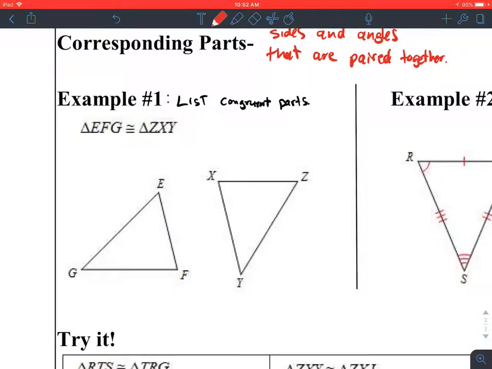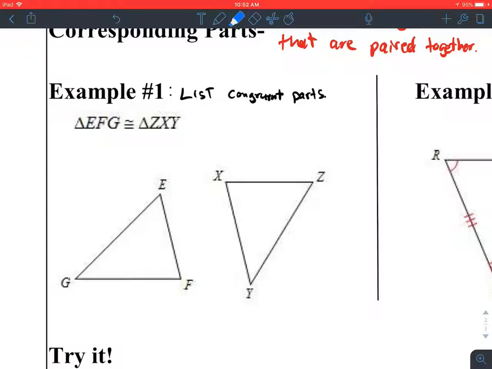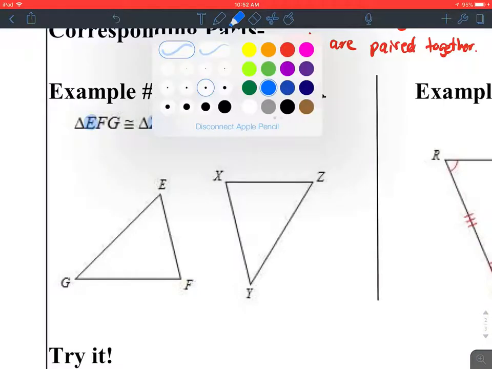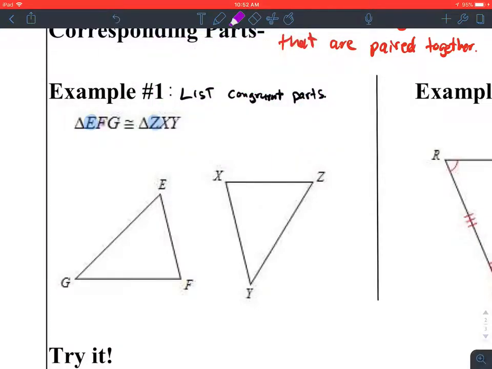Example 1, it says list the congruent parts. We're told that triangle EFG is congruent to triangle ZXY. The order of the letters matters. So E is first. Let's see if I can make that smaller. That corresponds to Z because they're both the first positions. F is second. That corresponds to X. They're both in the second positions. G is third. That corresponds to Y. They're in the third positions.